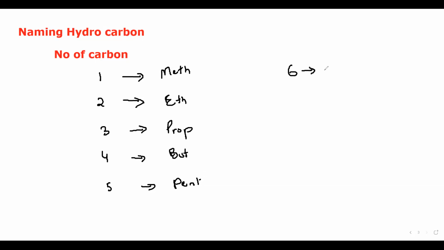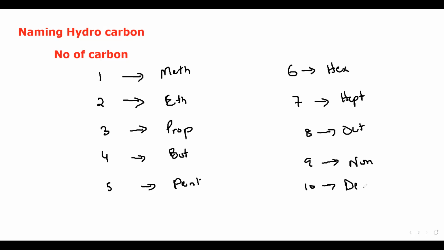Six carbons, it will be hex. Seven carbons, it will be hept. Eight carbons, it will be oct. Nine carbons, it will be non. So till 10, you have to learn their names. One carbon, meth, eth, prop, but, pent. Normally it's about 5 to 6. They don't give too many, but it can be. So it's better you learn the first 10 of them. Now, how to name a hydrocarbon?